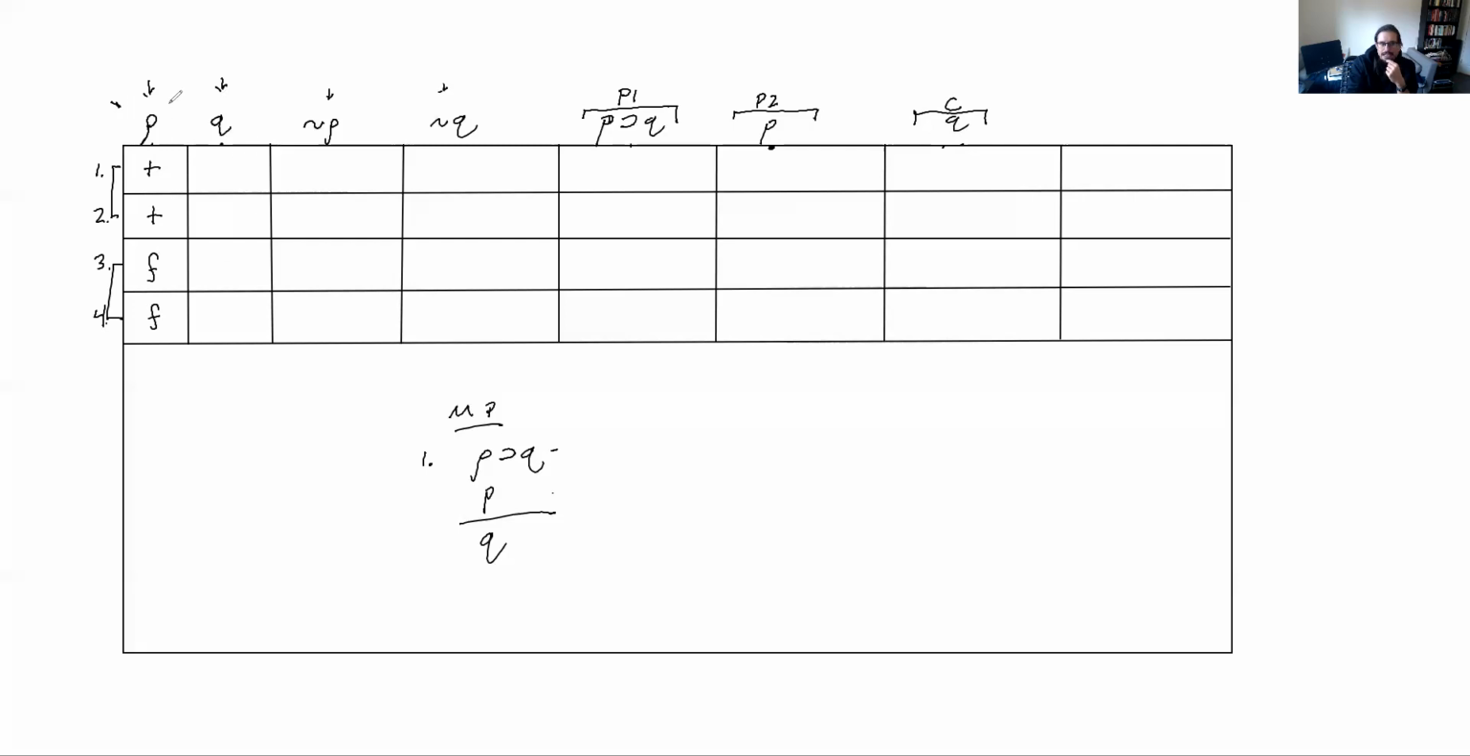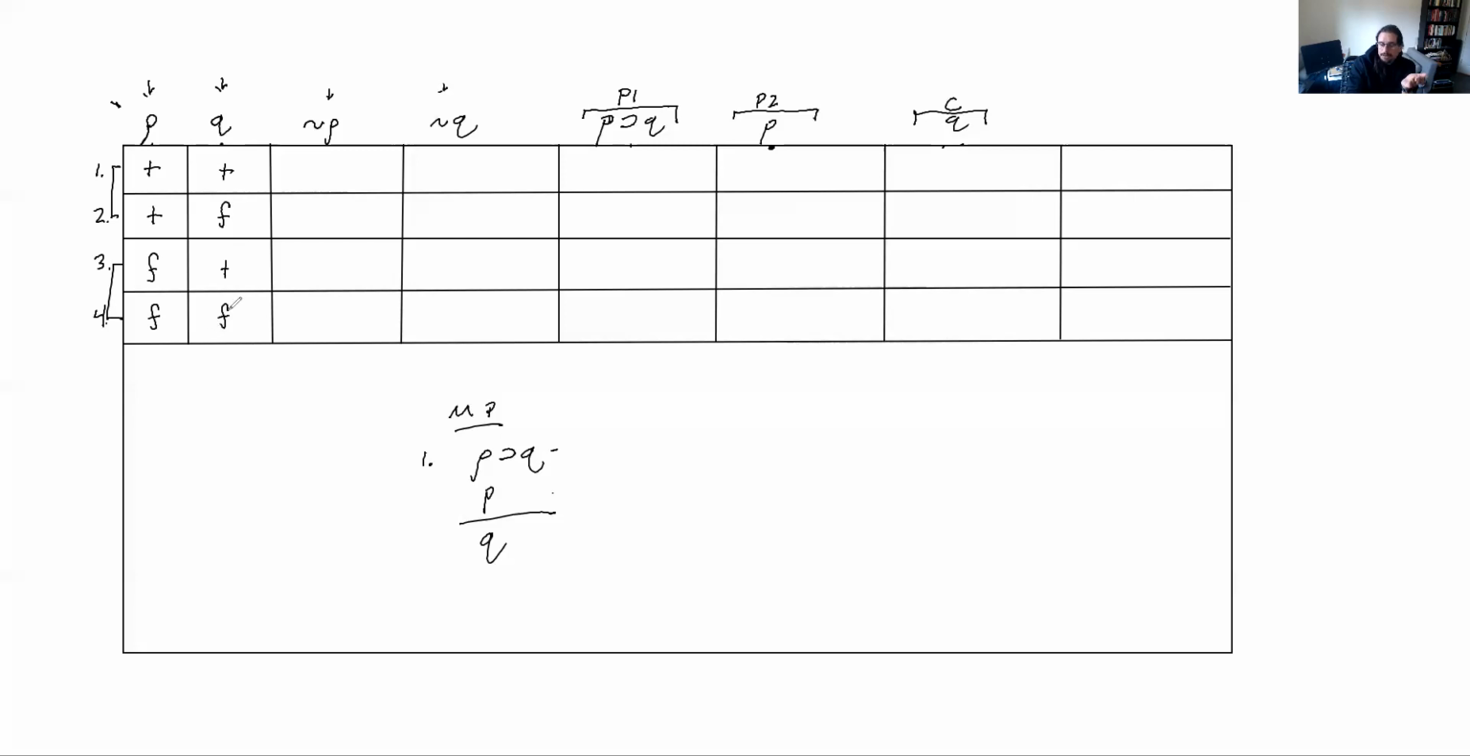But if we have 3 different columns, 3 different variables like P, Q, and R, that means we're going to have 8 rows. The first column is going to be 4 trues and 4 falses. And I'll show you that when we get to the hypothetical syllogism part. Next, our Q. So if this went 2 and 2, the next one will go 1 and 1. True, false, true, false. Simple as that.